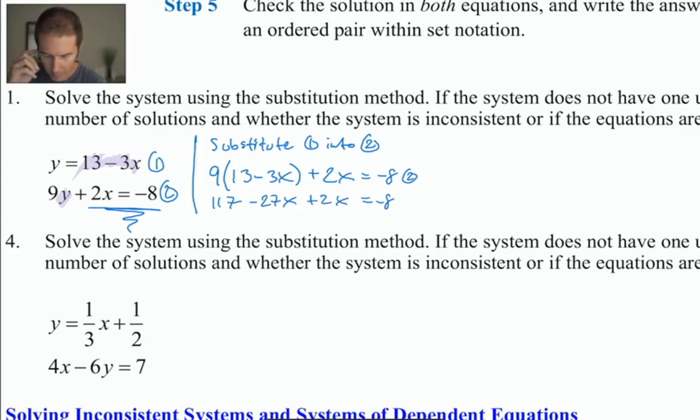And then I will combine like terms on the left-hand side, which gives me negative 25x. And I'm going to subtract 117 from both sides, which gives me negative 125 on the right-hand side. And then I'm going to divide both sides by negative 25, which gives me an x value of positive 5. Now I'm going to take this x value of positive 5 and substitute it into equation number 1 in order to find my y value.